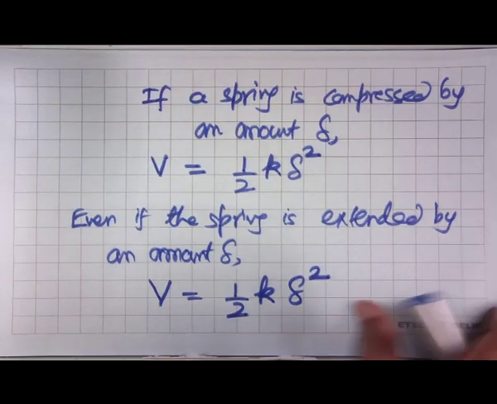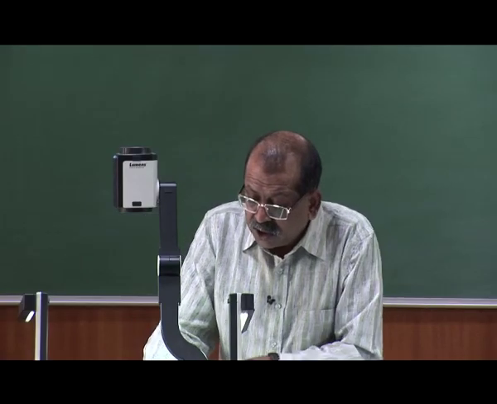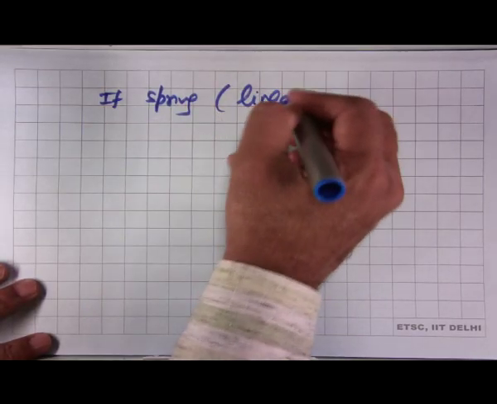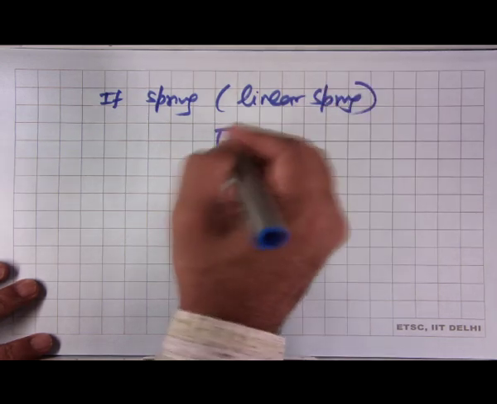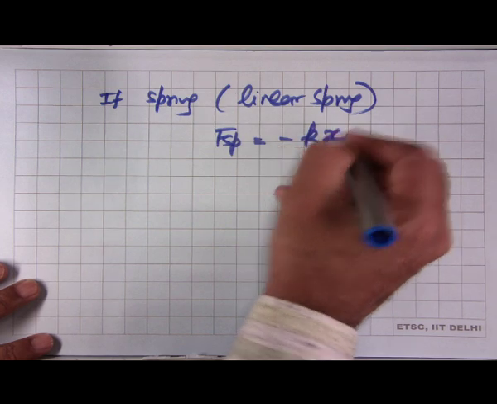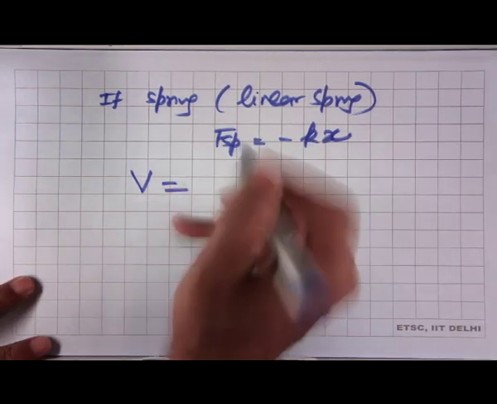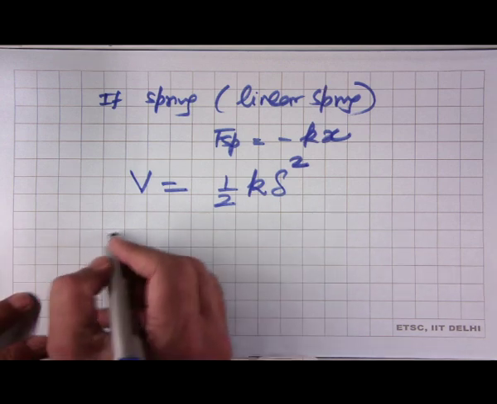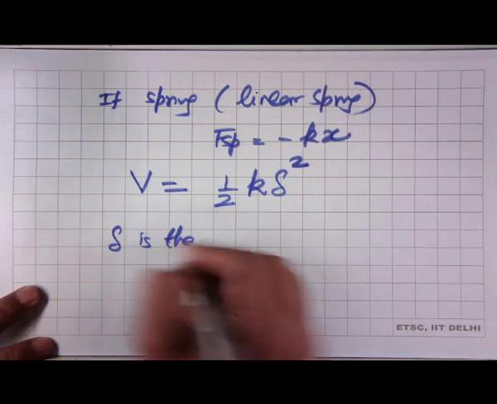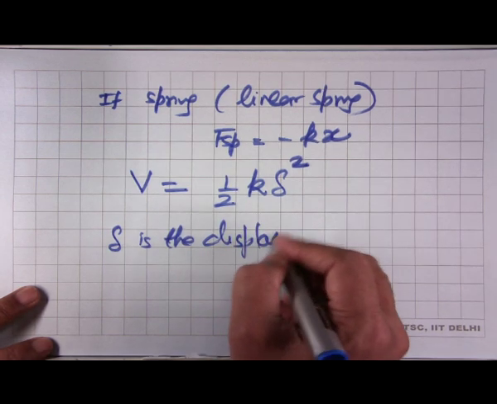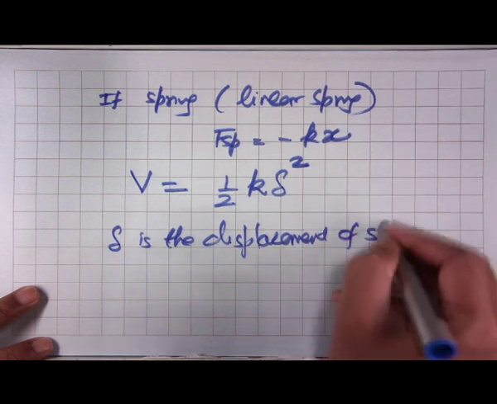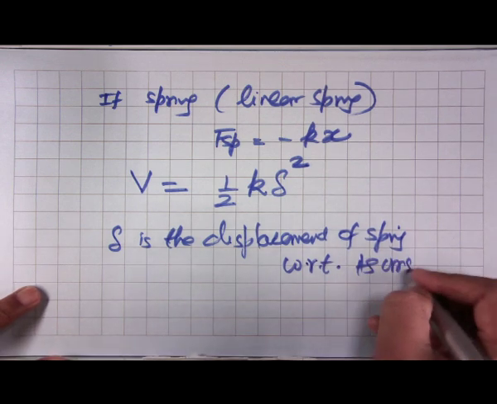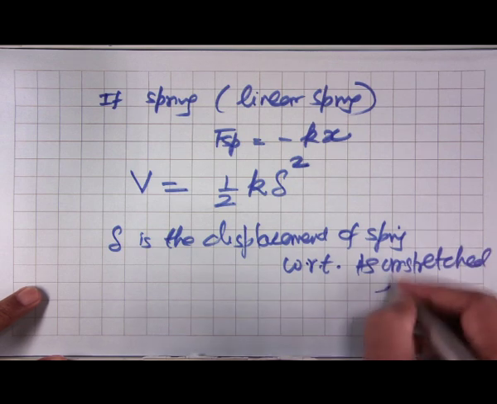So, what we can say is, if we have a spring, we can call it a linear spring. By linear spring we mean the force due to the spring is equal to minus kx. Then the potential energy corresponding to this spring we can write as half k delta square, where delta is the displacement of the spring with respect to its unstretched length.